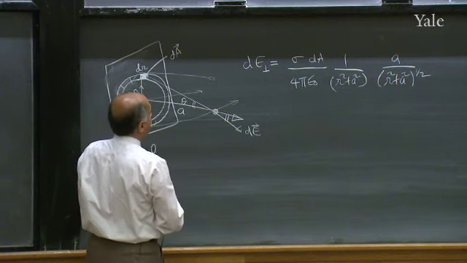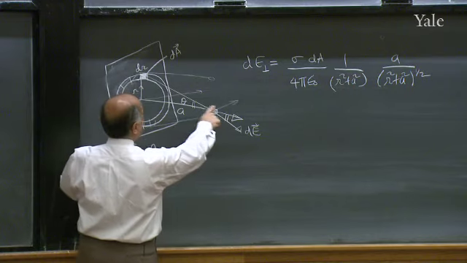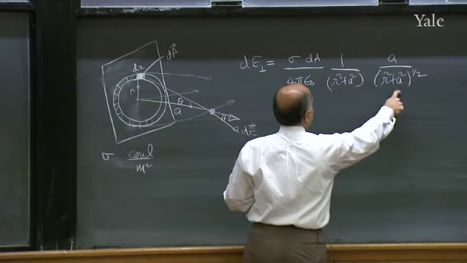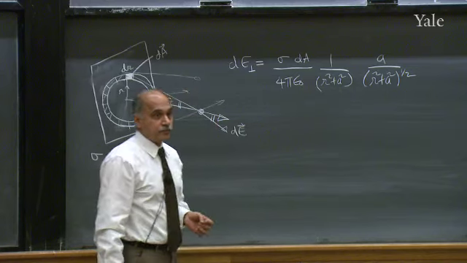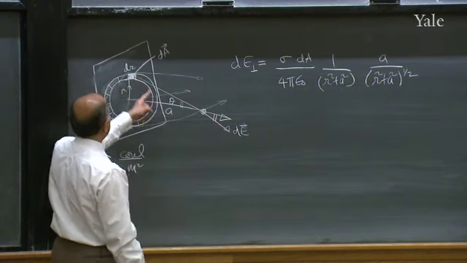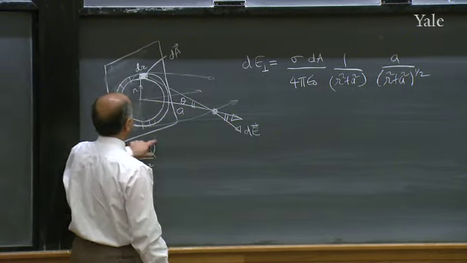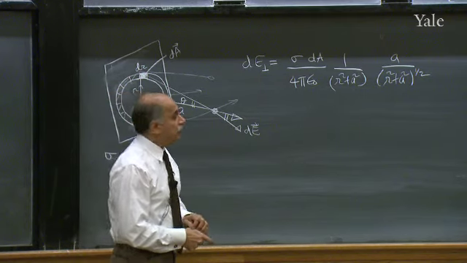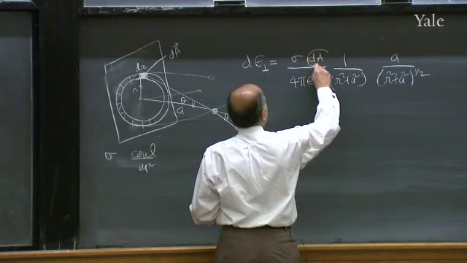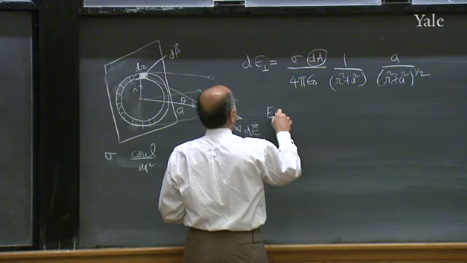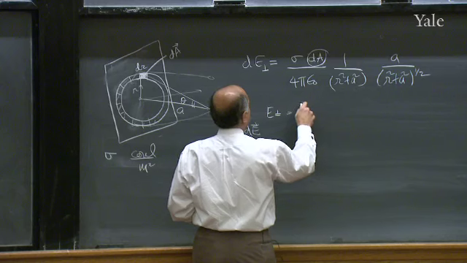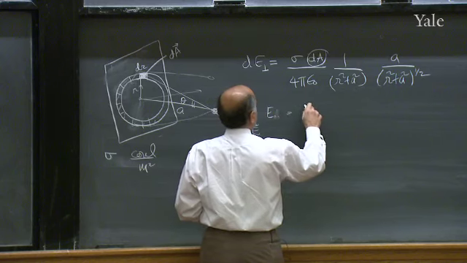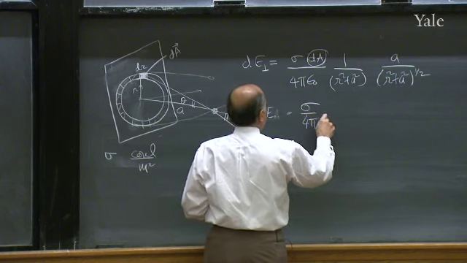What will their contribution be? For every one of them, this factor r squared plus a squared to the 3 over 2 is the same. They all contribute the same factor. So when I add the shaded region, I'll just get the area of the shaded region. All these dAs, if you add them up, what will I get? It will be sigma over 4 pi epsilon 0.